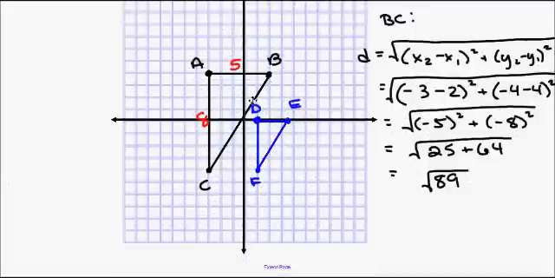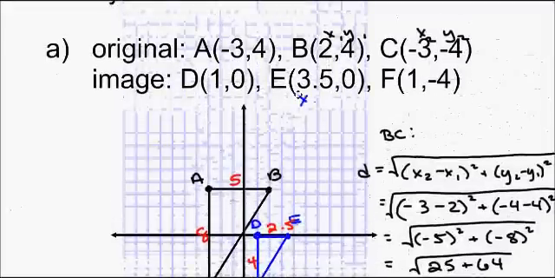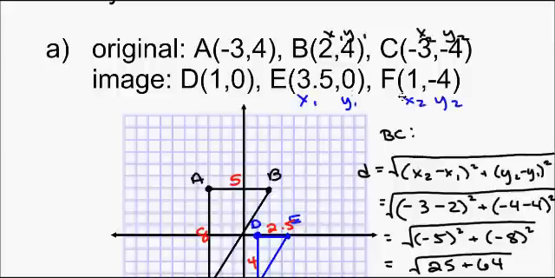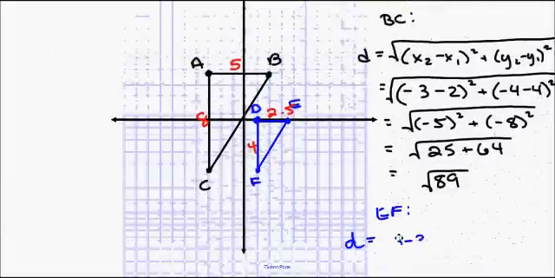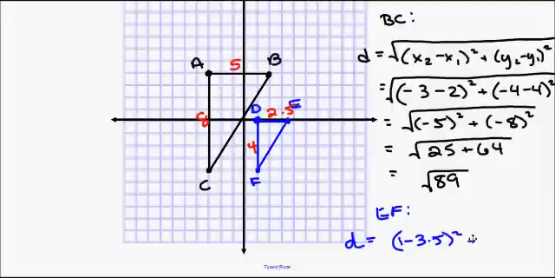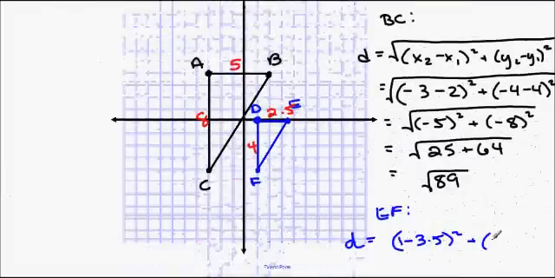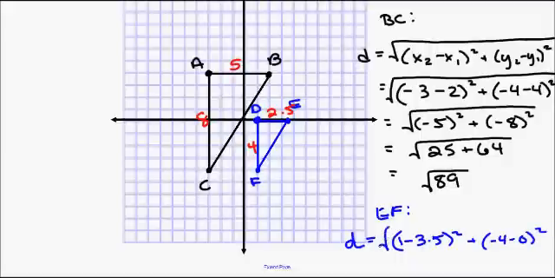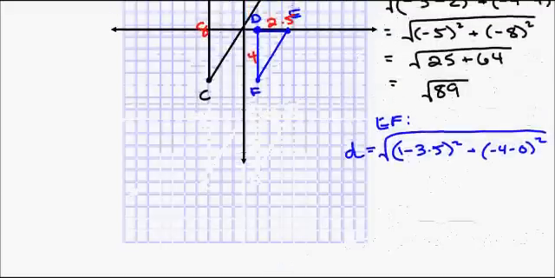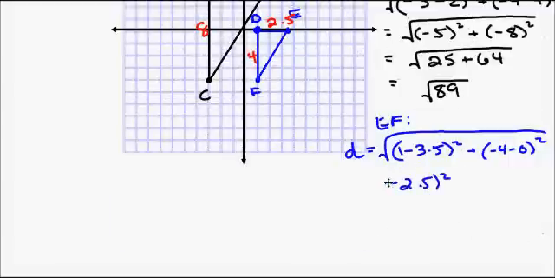Let's count these ones. So DE, I have 2.5, it looks like. DF, 1, 2, 3, I have 4. So what is EF? I'm going to have to use the distance formula again here. So let's label x1, y1, x2, y2. I'm going to have 1 minus 3.5 and -4 minus 0. Okay, so this is -2.5 squared and -4 squared.